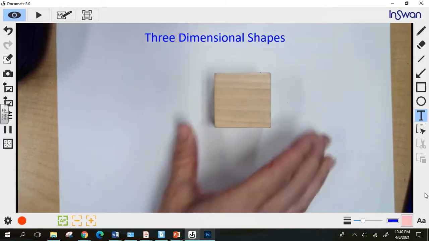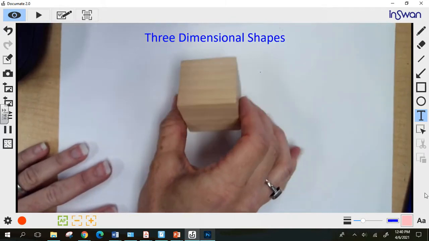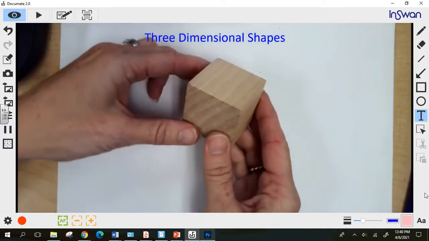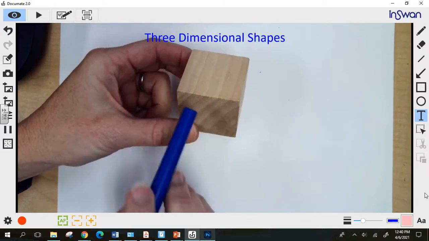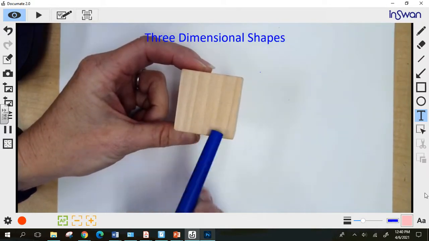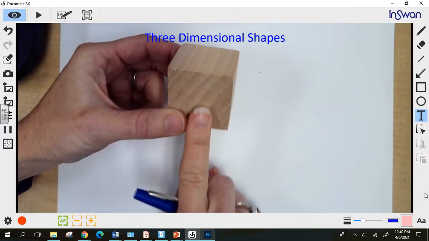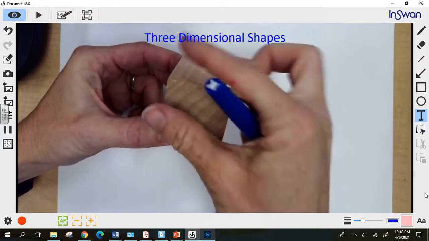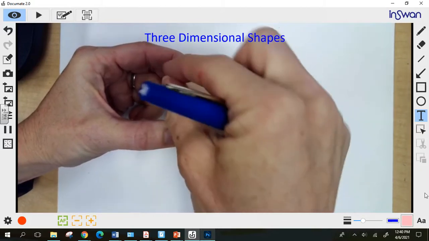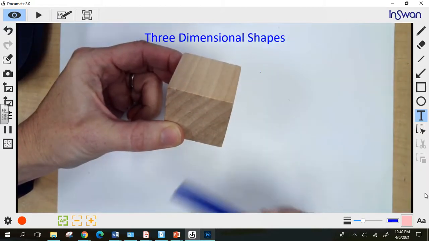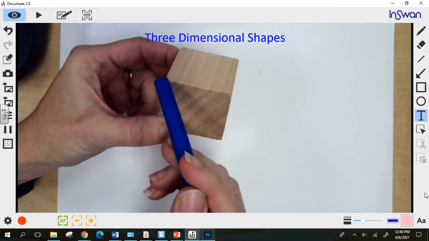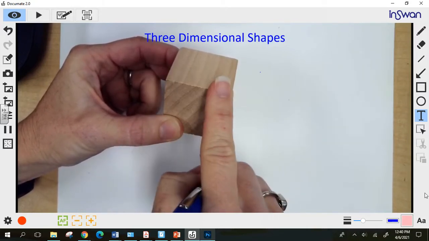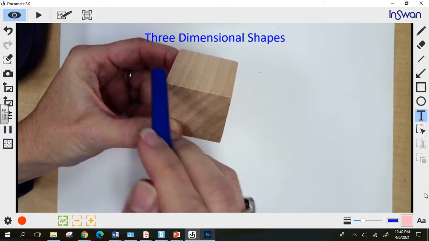So let's start with this first shape here. This is our cube. So we want to talk about the parts of a three-dimensional shape. Now, we called this a side when it was a flat shape, but you're going to notice we're combining this square side and this square side together. Where those come together, we don't call that a side. We call this an edge. So tell me what this is again. This is an edge.